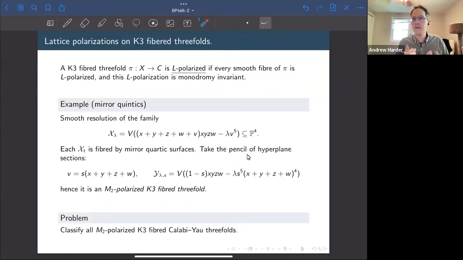And so now we've arrived at the actual question that I want to answer, which is, how do I classify all M2 polarized K3 fibred Calabi-Yau threefolds? So I've gone from an extremely broad question that I think is hard to solve to something that's easy and that will involve a very specific hypergeometric ODE. Okay.